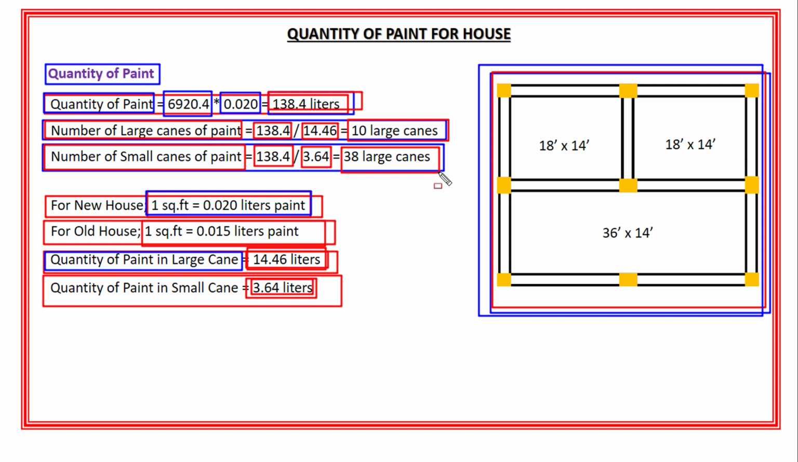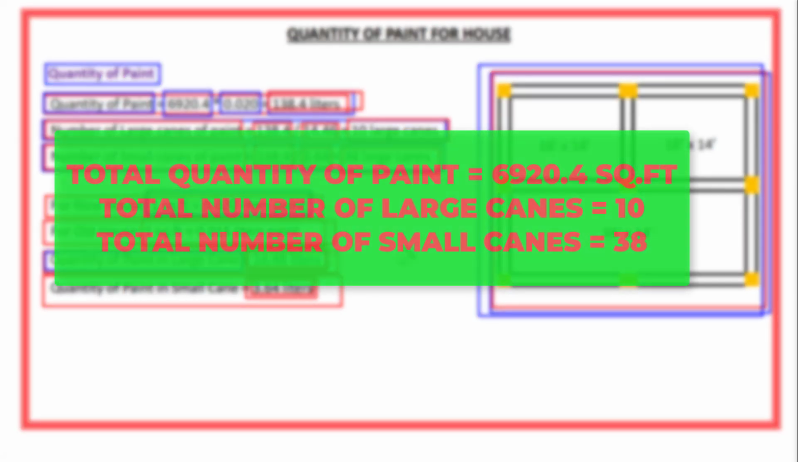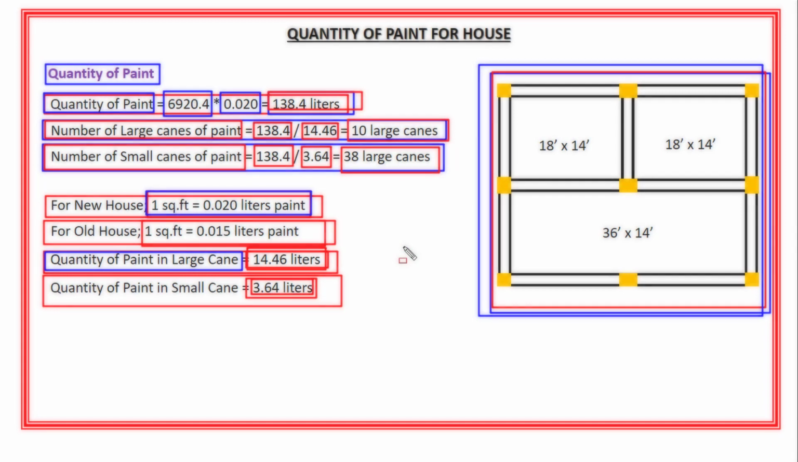So as you can see for this house, either I will buy 10 large cans of paint or 38 small cans of paint. Okay? So this is how you can easily calculate the quantity of paint or whitewash required for a new house. Now in this particular video, I have found out the total quantity of whitewash or paint, number of large cans of paint and small cans of paint. Okay? Now here I will end this video.